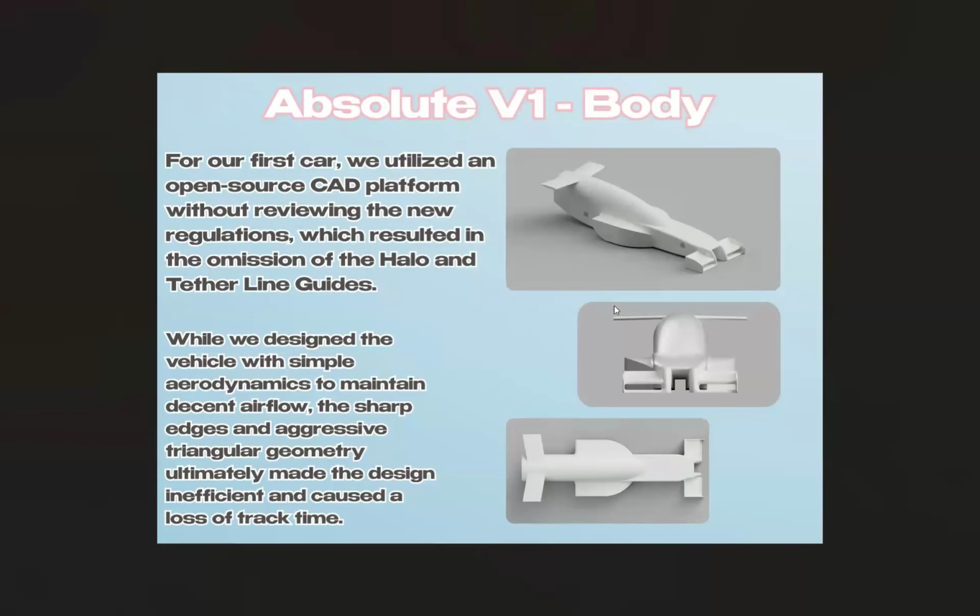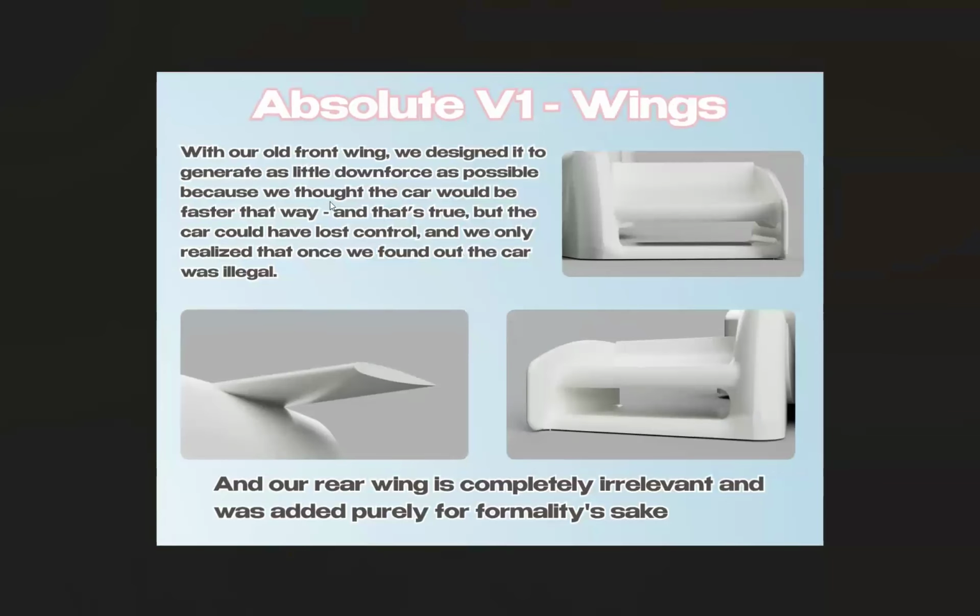When we found out that STEM Racing was going to be in Kazakhstan, we made the first iteration of our car. For our first car, we utilized an open source car platform without reviewing the new regulations, which resulted in the omission of the Halo and tether guides. The first versions of our front wing and rear wing were also the old version.